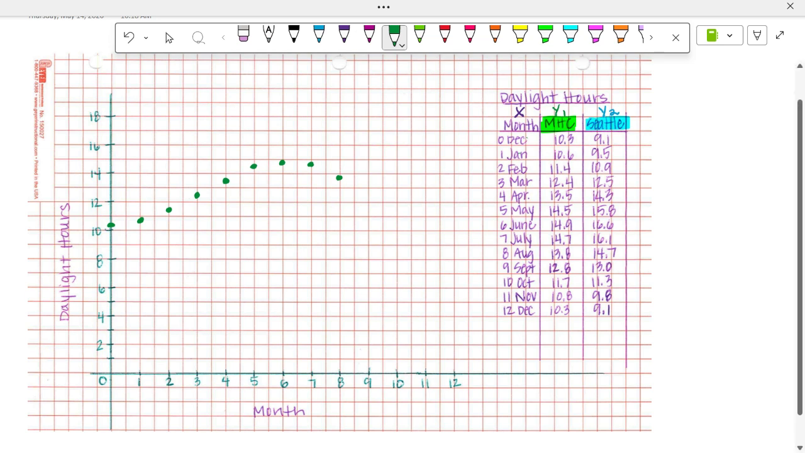September, it's 12.8, so I'm going to go to 12. And since it's 12.8, I'm going to get as close as I can to the next line up. So not quite on 13, but pretty darn close.